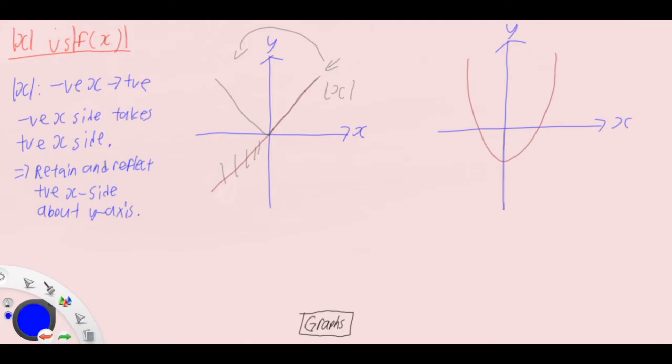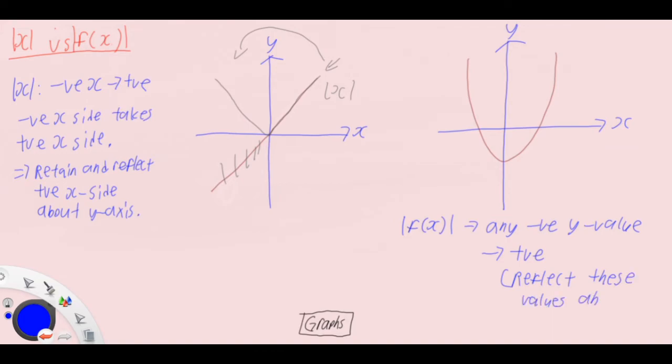Now we move on to the modulus of f(x). The idea is that you only get back positive y values, so any negative y values will become positive. So reflect the negative y values about the x-axis. Looking at this quadratic graph, we have this negative portion, we just need to reflect it about the x-axis, then we have a hump that goes upwards instead of downwards. So that will be the resultant graph.